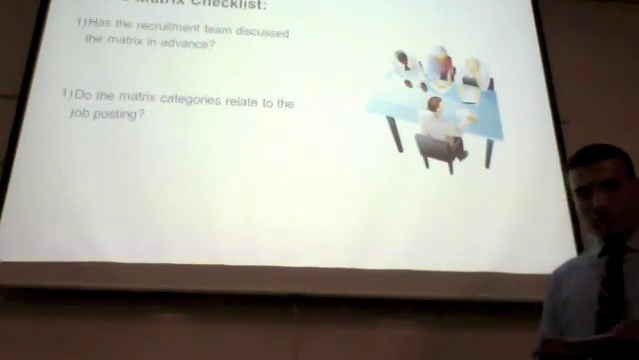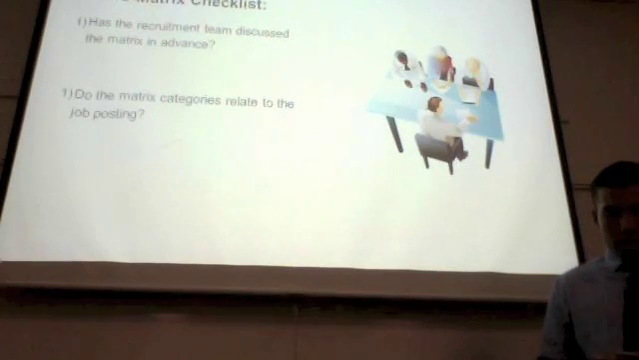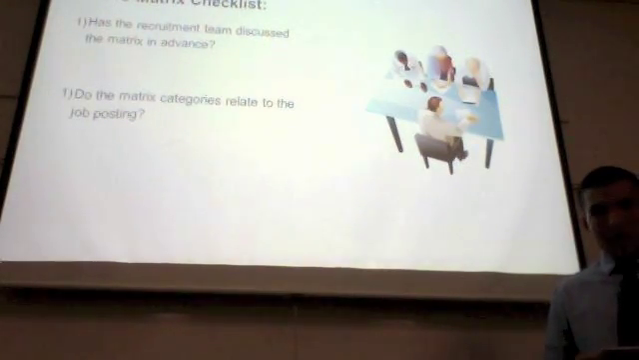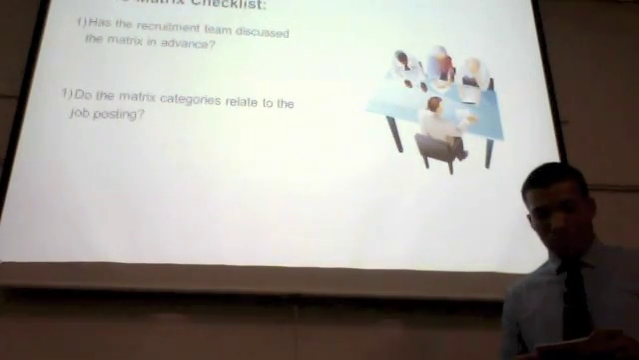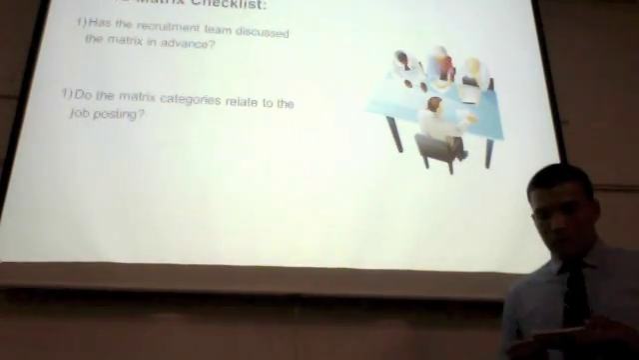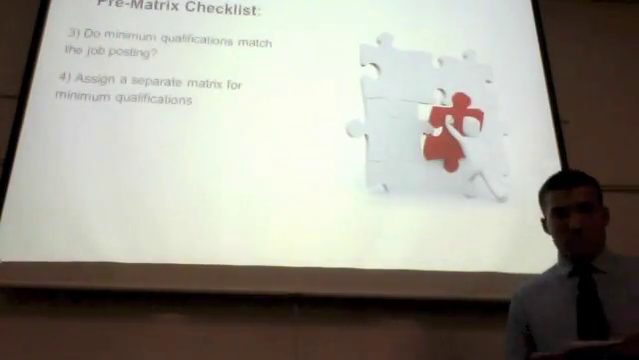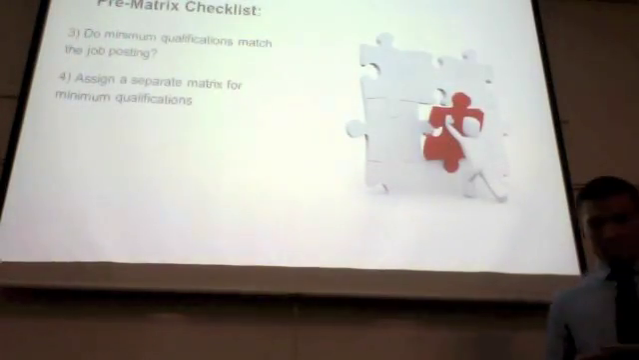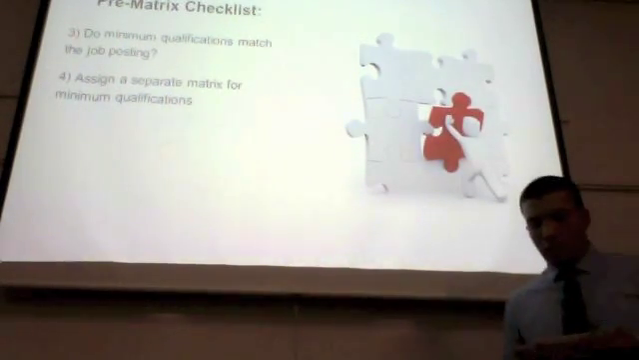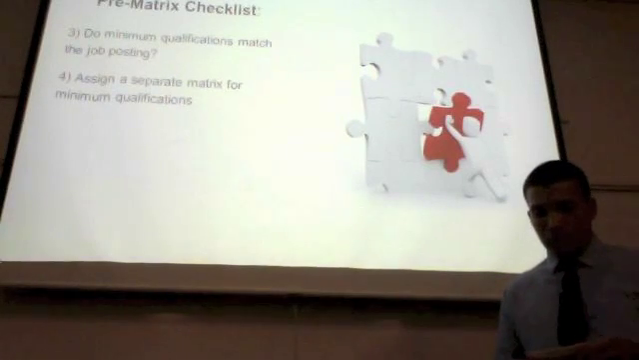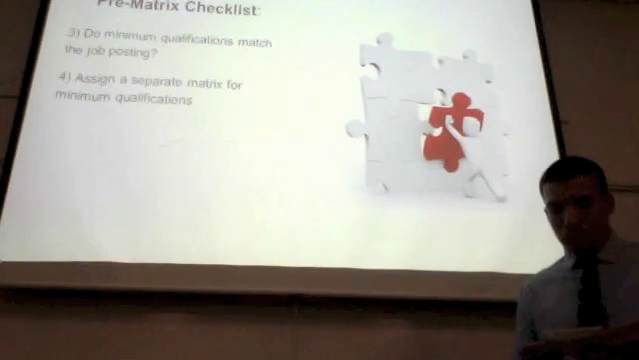In making a final decision on hiring a potential candidate, it is important to refer back to the pre-matrix checklist to ensure that the selection process was accurate. First, you need to make sure the hiring team discussed the matrix in advance and that it was created relating to the job posting. That leads to the second step, where the matrix criteria must complement the responsibilities of the job itself. The third step is, do minimum qualifications match the job posting? So you want to make sure that qualifications such as education, work experience, or availability that a job requires are implemented, as they will determine the pool of candidates.